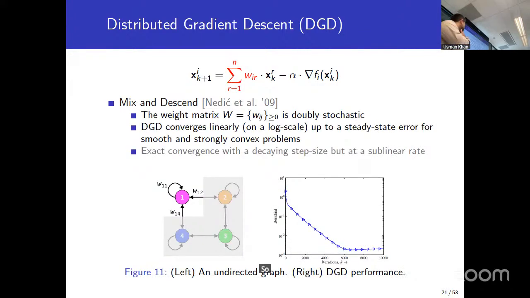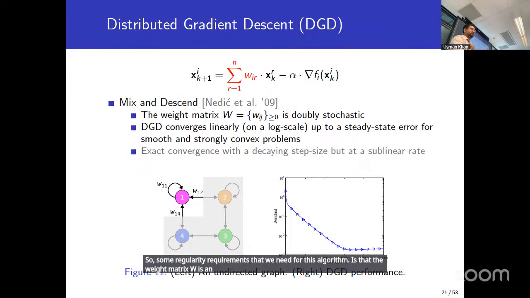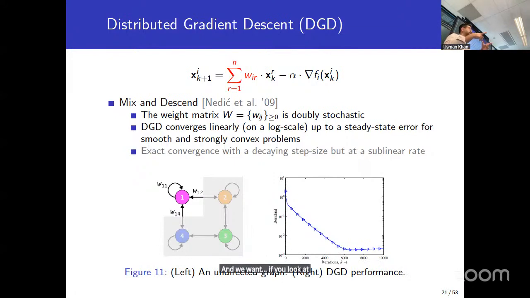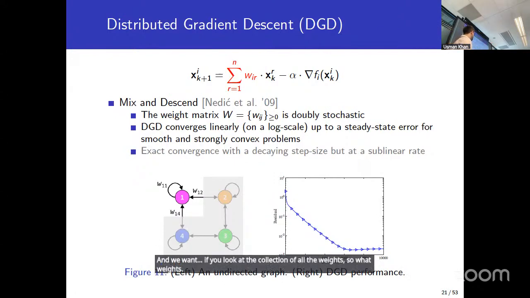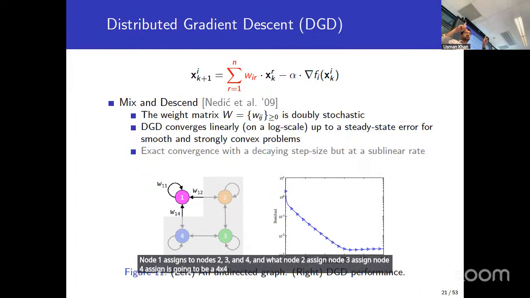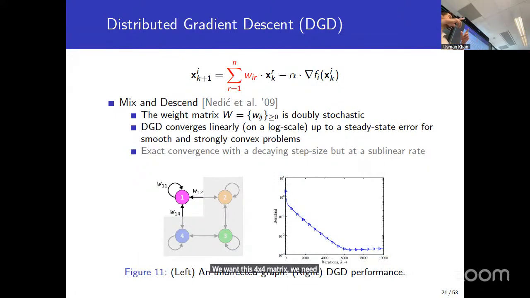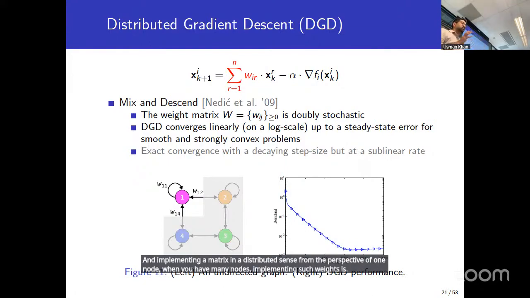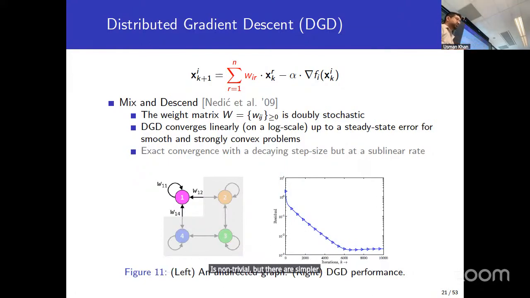Some regularity requirements that we need for this algorithm is that the weight matrix W is basically an averaging matrix. So all elements are non-negative and they sum to 1. So it's a weighted average. If you look at the collection of all the weights, what weights node 1 assigns to nodes 2, 3, and 4, and what node 2 assigns, node 3 assigns, node 4 assigns, it's going to be a 4 by 4 matrix. We need this 4 by 4 matrix to be doubly stochastic, meaning that the row sums are 1 and column sums are 1. Implementing such weights in a distributed sense, from the perspective of one node, when you have many nodes, is non-trivial. But there are simpler ways to do this.